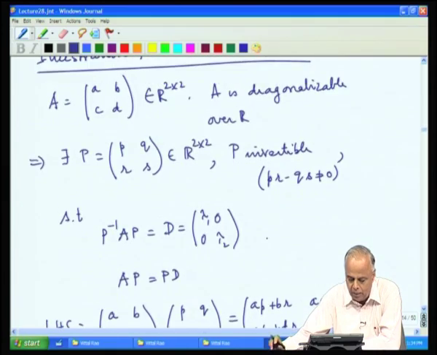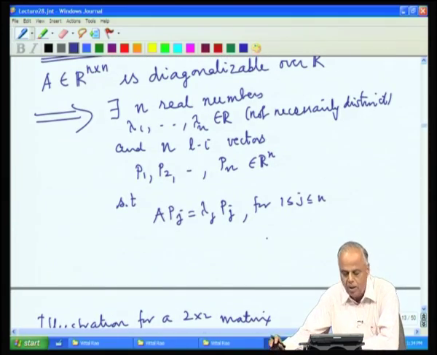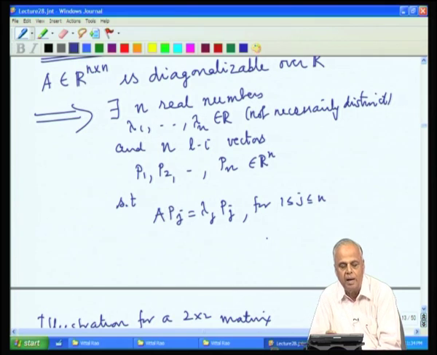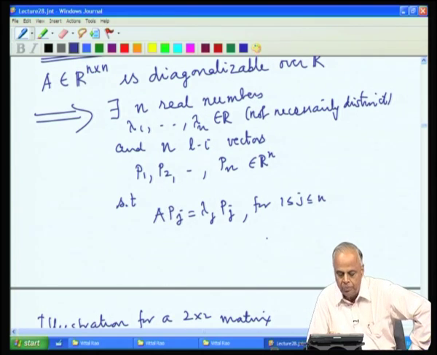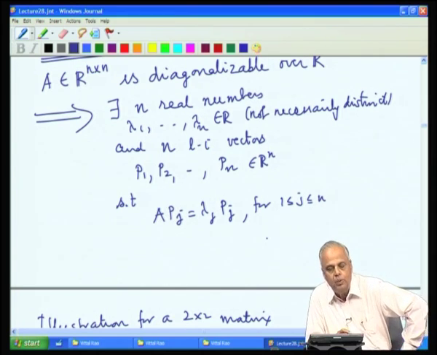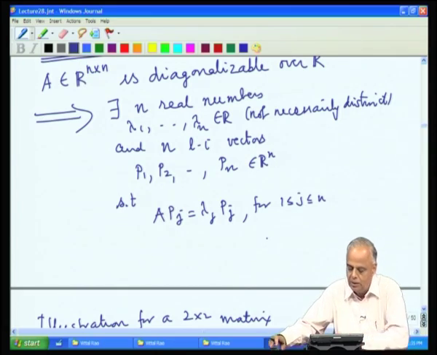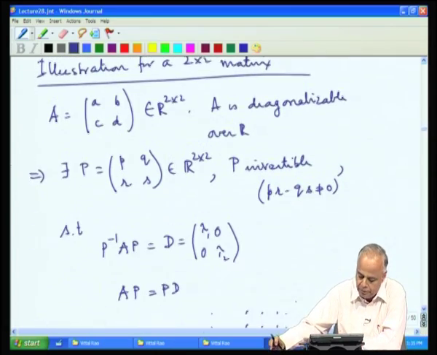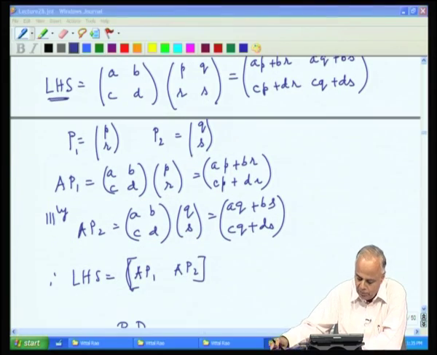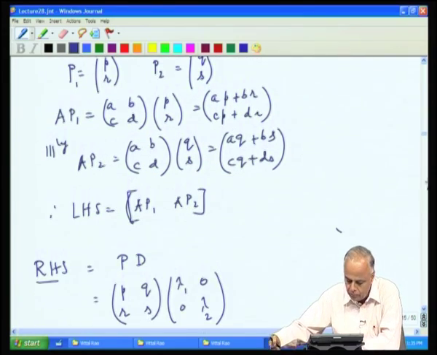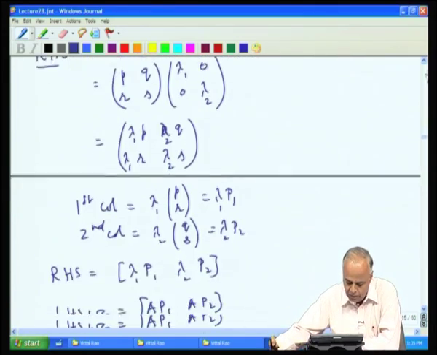In the n by n matrix case, it is not just one lambda 1 and lambda 2 and P1 and P2. We get lambda 1, lambda 2, up to lambda n, real numbers, and P1, P2, up to Pn, vectors such that APj is equal to lambda j Pj. Let us look at a very specific example.